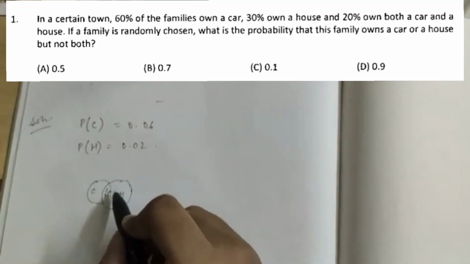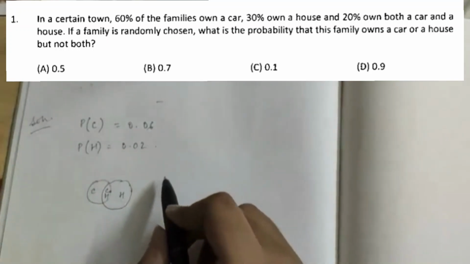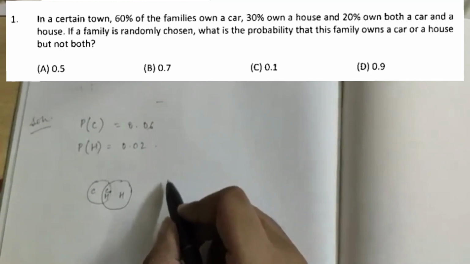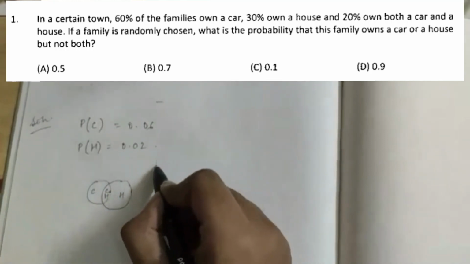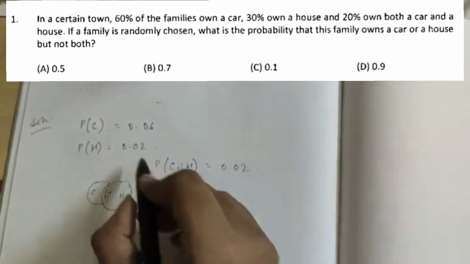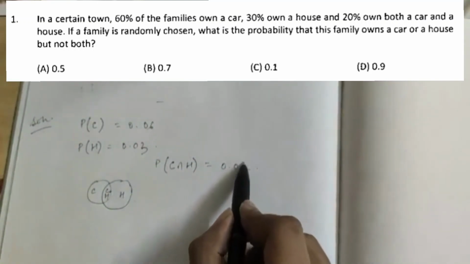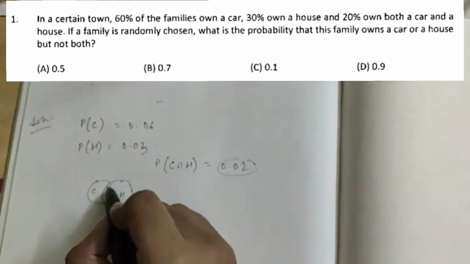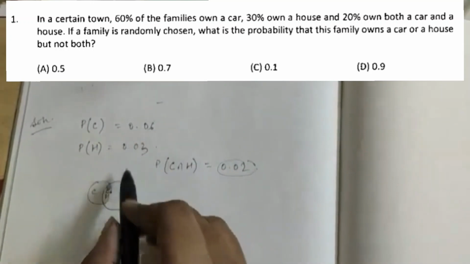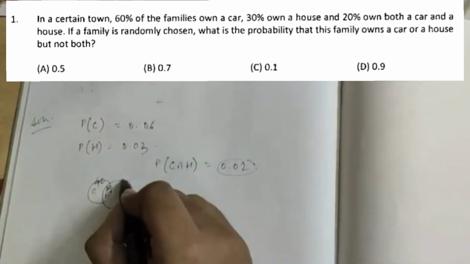So it's been said, if a family is randomly chosen, what is the probability that the family owns a car or a house but not both? Okay, so here 20% own both car and house. That means P of C and H is 0.2. So in this case, if I subtract 20 from 60, then only car is owned by 40 and only house is owned by 10.